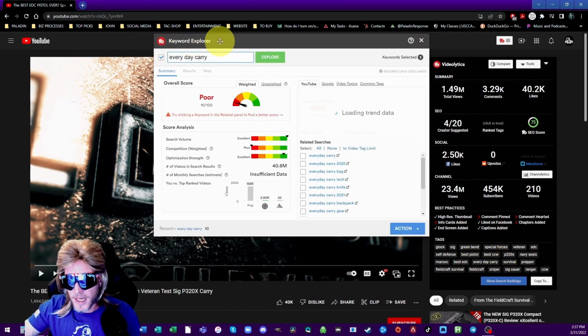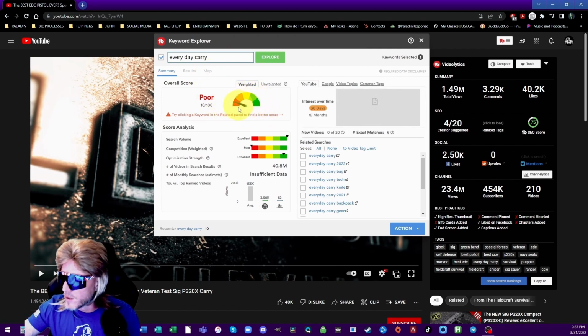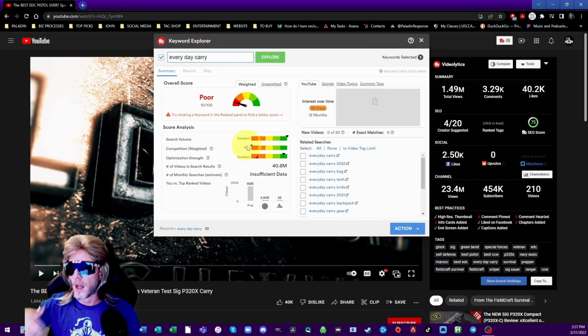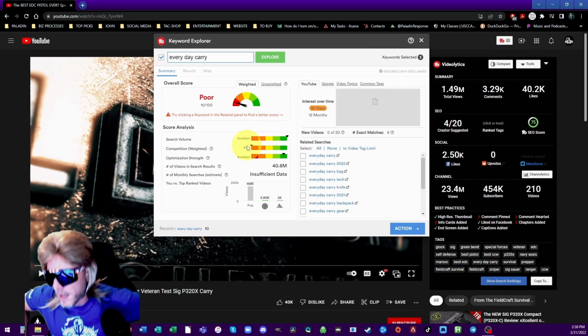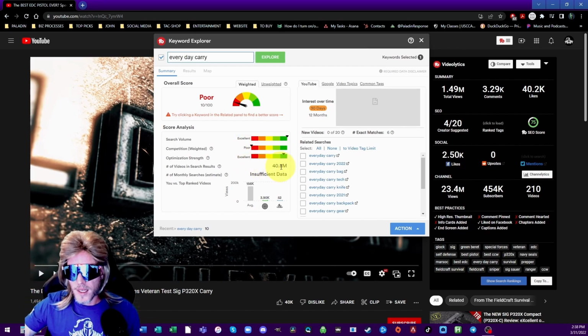This takes me to my Keyword Explorer. It gives me an overall score in terms of how useful this could potentially be to me, right? And the reason why is here in the score analysis. Score analysis tells me this has a massive search volume. For competition, it's not very good, right? This is a very competitive keyword or competitive phrase to use. There's a lot of people putting everyday carry into their videos. You can see here, number of videos in search results, 40.8 million.